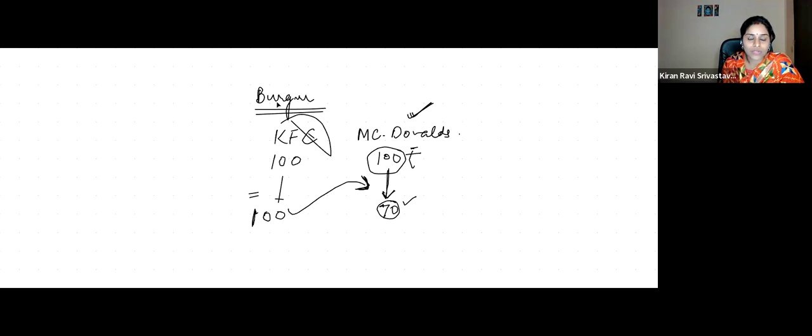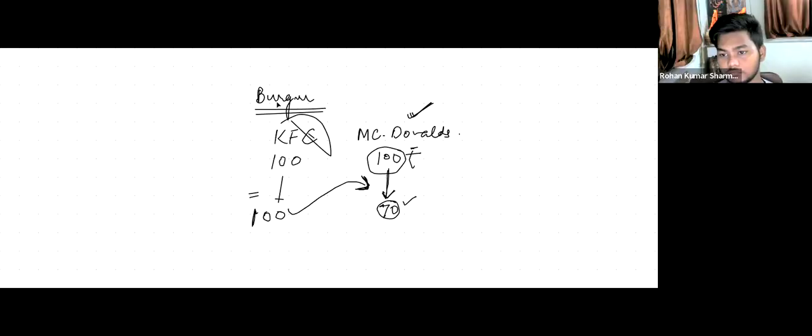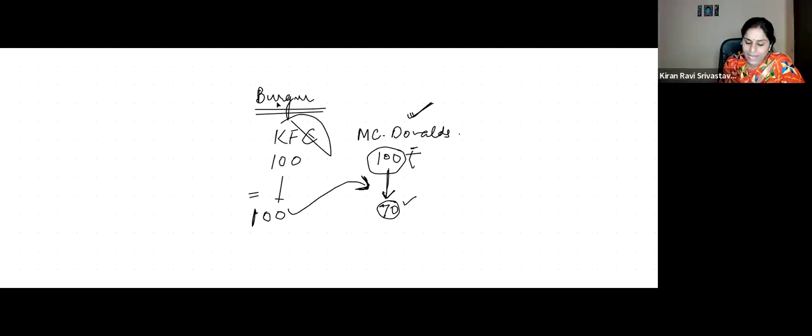So here the substitution effect has happened because the price of the commodity in question has fallen, and it is also attracting the customers of the substitute commodity to that commodity. And this is the substitution effect which has happened. Other customers are going to shift to McDonald's. Is it clear? Okay.